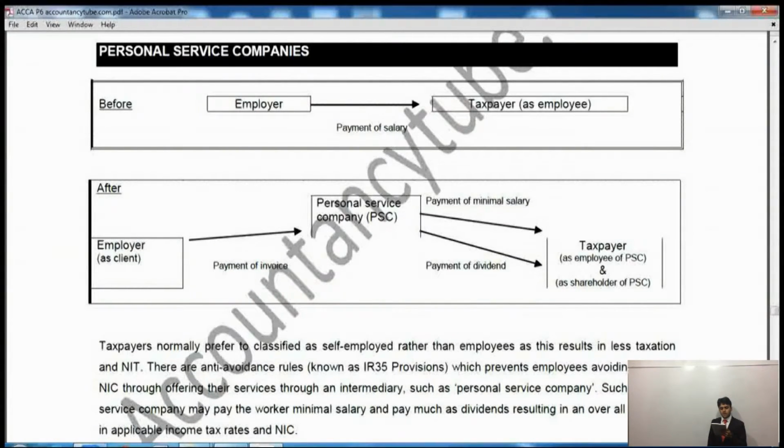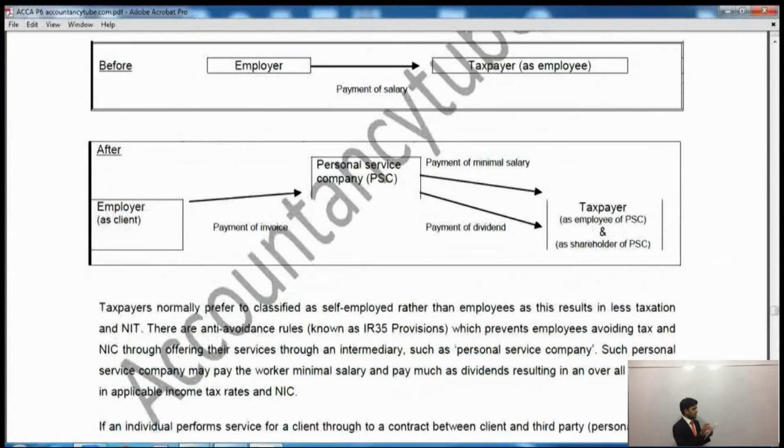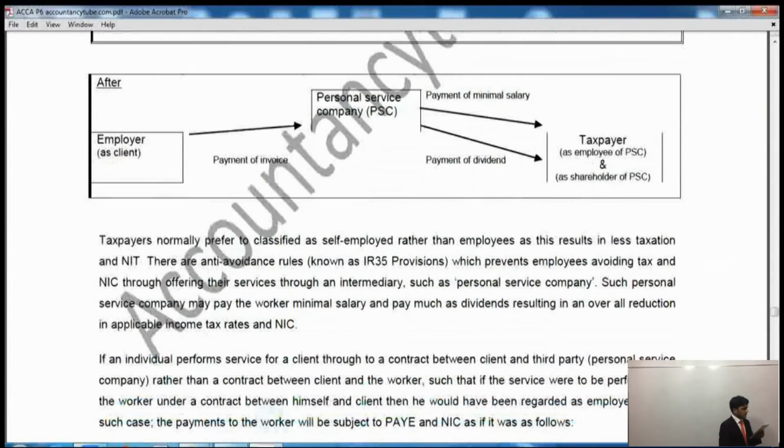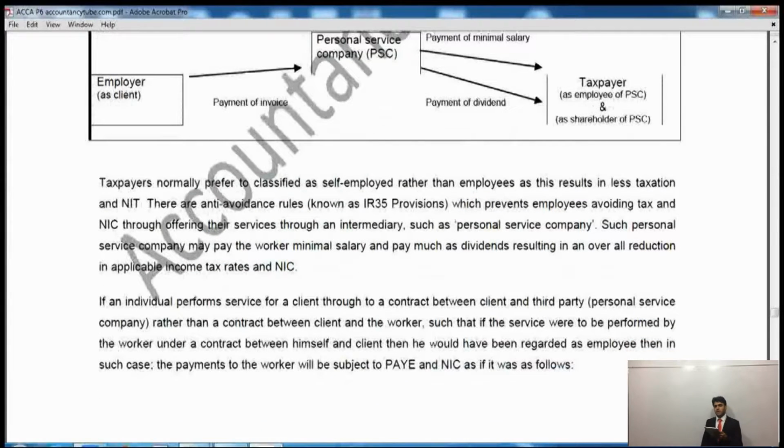Whereas after, the employer is a client, but there is a service company, a personal service company, in between them. The taxpayer is providing services through a company, and the employer is paying an invoice to the company. So it is exactly the same thing. It is just this bit in between, which is the personal service company. They have just made up the company, and the same person is providing services through a company.